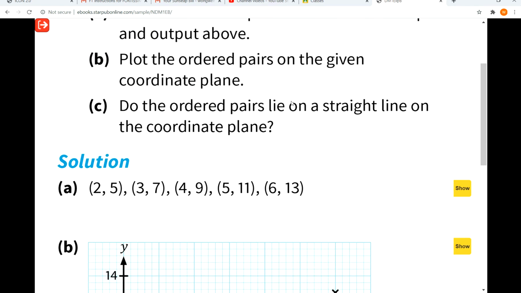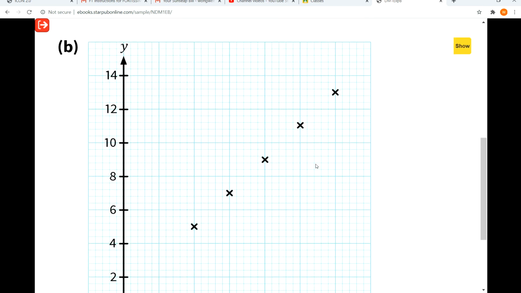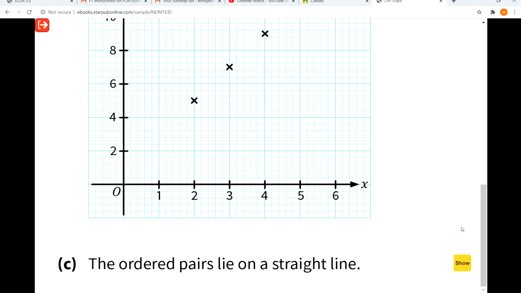Do the ordered pairs lie on a straight line in the coordinate plane? So imagine you have to join them up. Do you think you'll get a straight line? Looks like you'll get a straight line, right? You can actually join them with a ruler. You get a straight line. So the answer is yes. Okay, next.